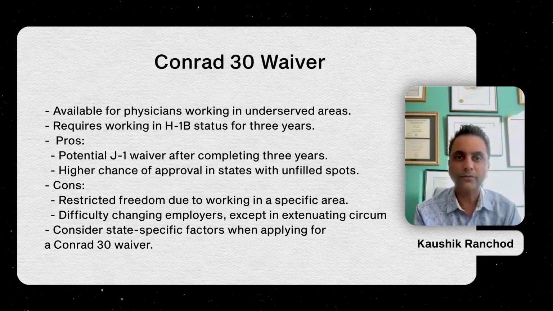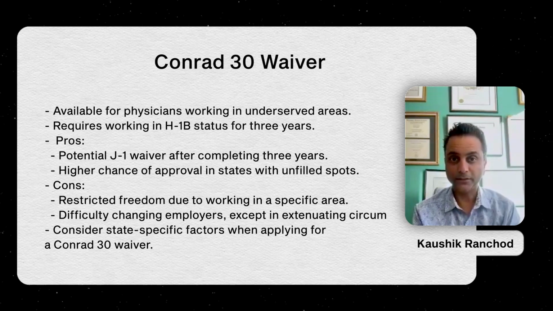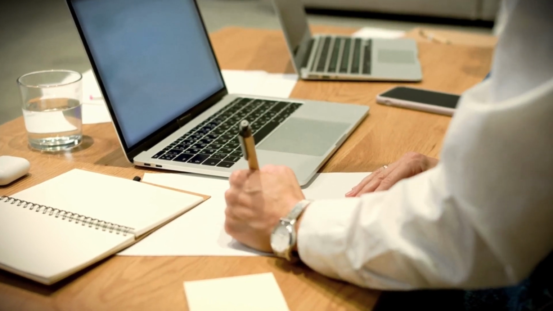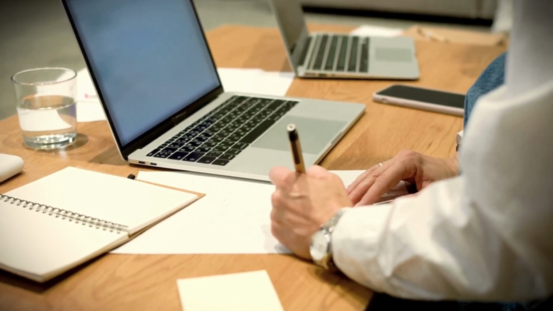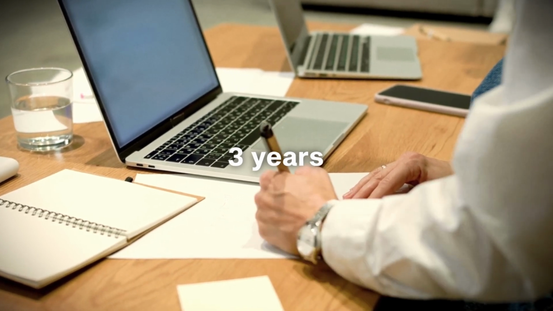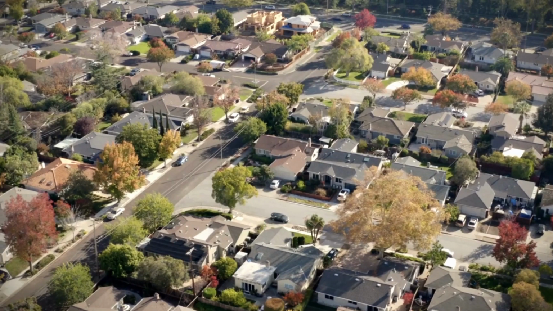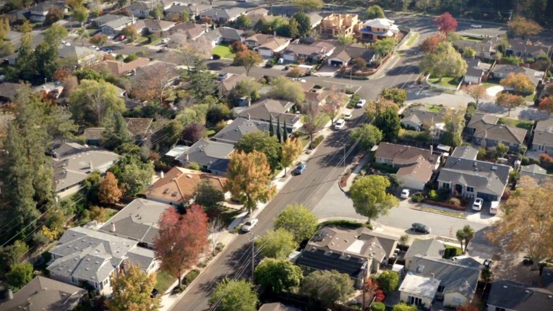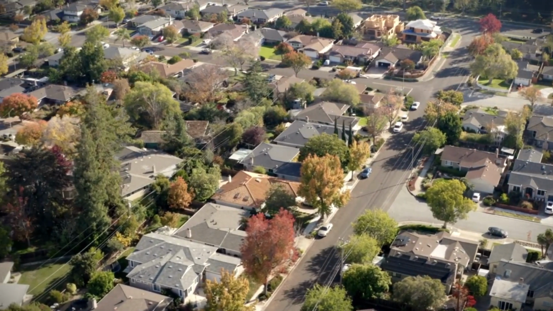That moves us on to looking at the Conrad 30 waiver if you're a physician. So Conrad 30 waiver has pros and cons. What that is, if you're working in a state, every state has 30 spots available to you if you work in an underserved area for 3 years, and you'll be working in H-1B status. So there's some pros and cons to it. You don't get the J-1 waiver actually until you complete the 3 years. So you can't move on to the green card process until you're done with the 3 years. You're also working in an underserved area for 3 years. So some physicians don't like to work in that specific area.